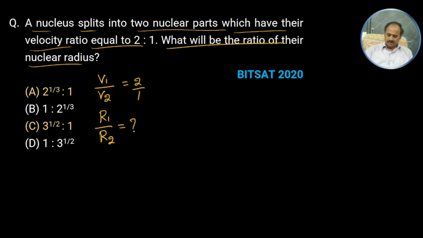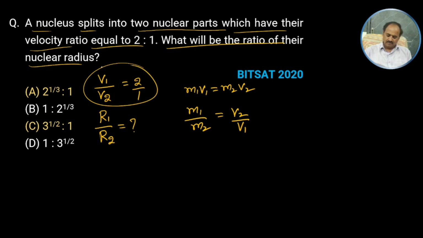That's the question. For that, let us take the help of the law of conservation of linear momentum, that is m1 v1 equals m2 v2, or m1 by m2 equals v2 by v1. Since v1 by v2 is 2 by 1, v2 by v1 I can write as 1 by 2, so m1 by m2 we got as 1 by 2.